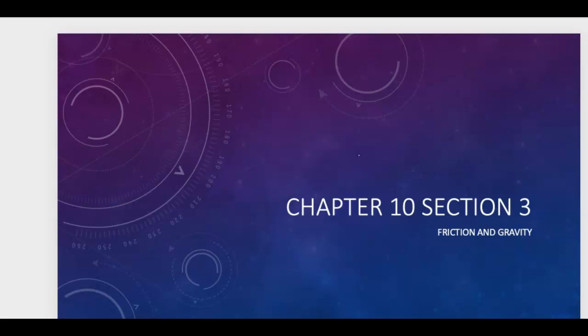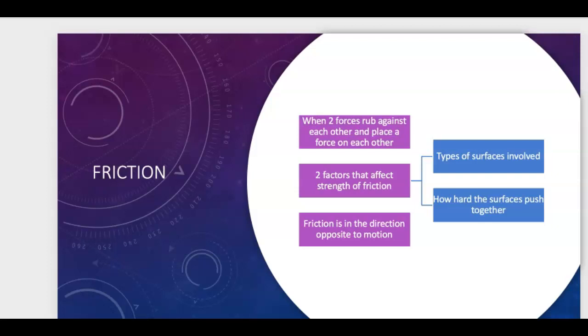Chapter 10, Section 3 is about friction and gravity. These are two forces that we have to work with, and they can work to help us or be a hindrance for us to move. So when we look at friction, what we're looking at is when two surfaces rub against each other and place a force on each other.